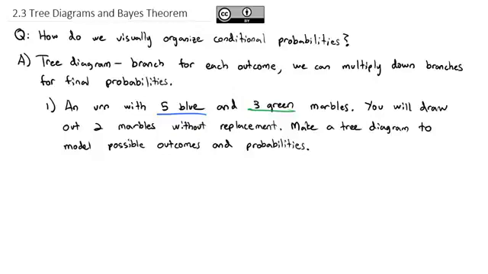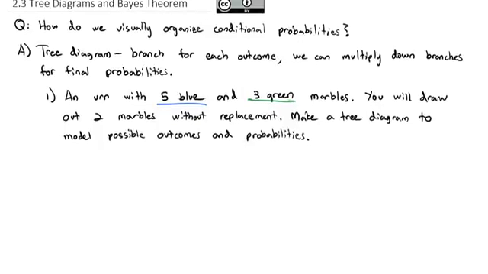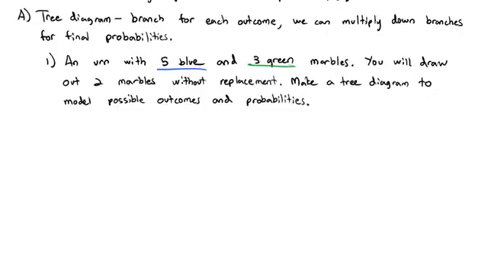So what we need to do is draw a branch on this tree for every decision point. The first decision point is the very first draw. Off that first draw, we could end up with a blue marble, or we could end up with a green marble. There's a total of 8 marbles, 5 plus 3. So the probability of getting a blue marble on the first draw is 5 out of 8, and the probability of getting a green marble on the first draw is 3 out of 8.